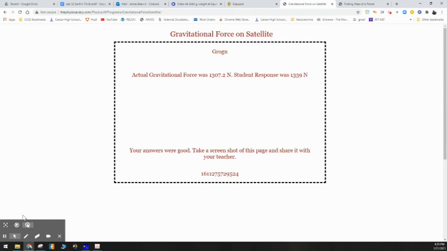All right, so it looks like Grogu got the right answer here. The actual gravitational force was 1,307.2 newtons, and Grogu got 1,339. Well, close enough.